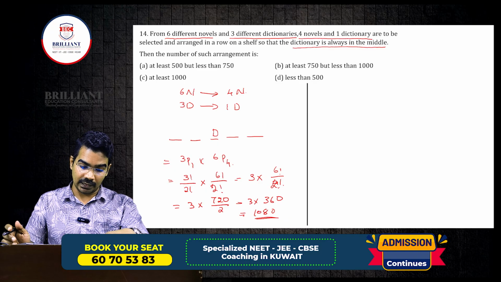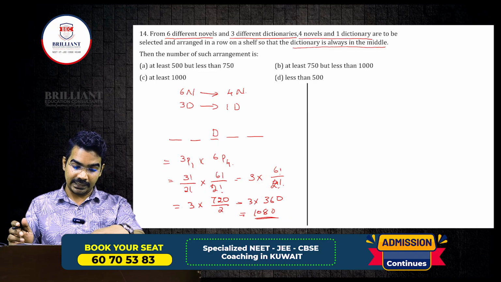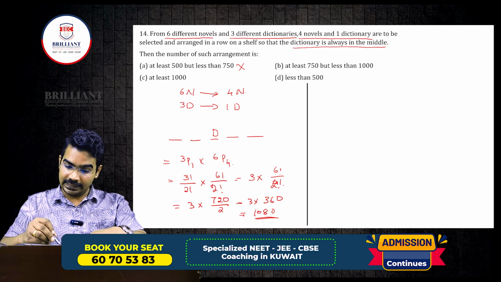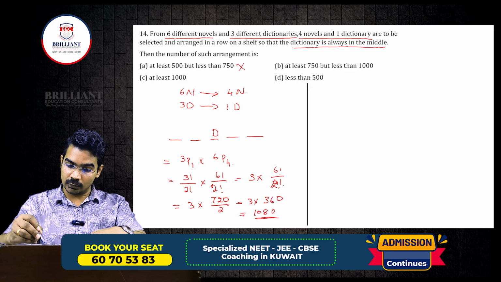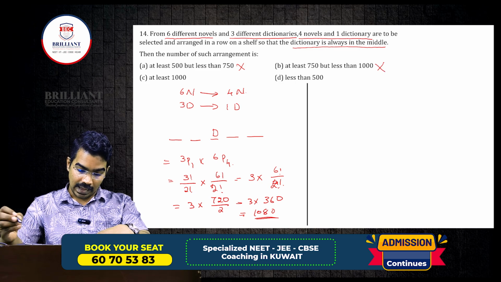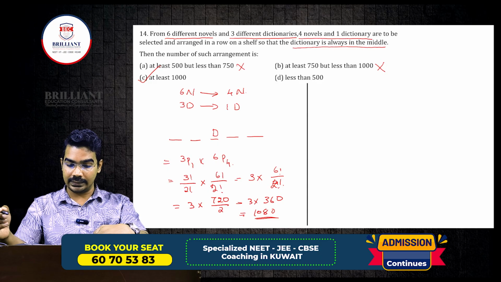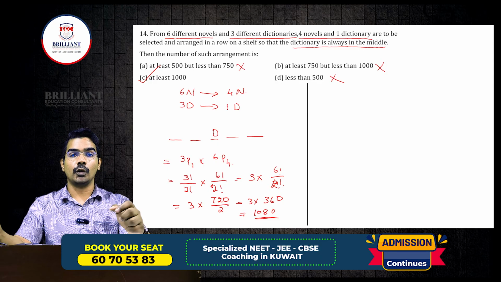That will be 1080. So the options given are: at least 500 but less than 750. No, that is not correct. Second is at least 750 but less than 1000. No, that is also not correct. At least 1000. So it can be more than 1000. So C is the right answer. Less than 500 is also not right.